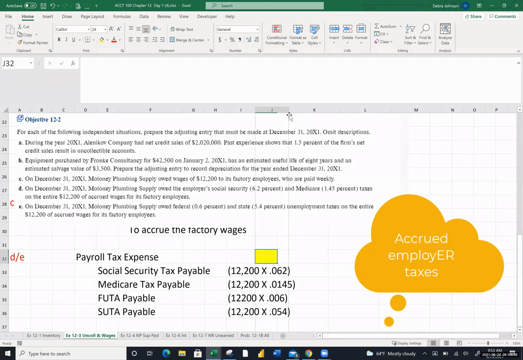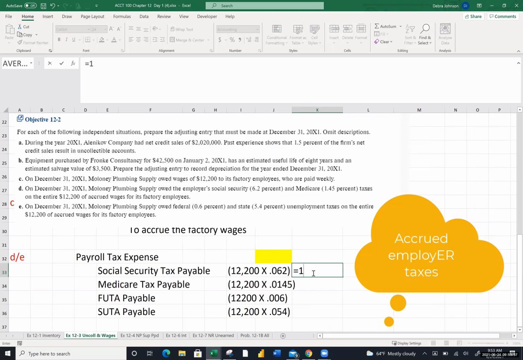You can do it on your calculator or you can let Excel do it. You guys know that I transpose numbers. Thank God we have Giselle here to check me. Okay, that's what I got for Social Security. That's what I got for Medicare. That's what I got for FUTA.